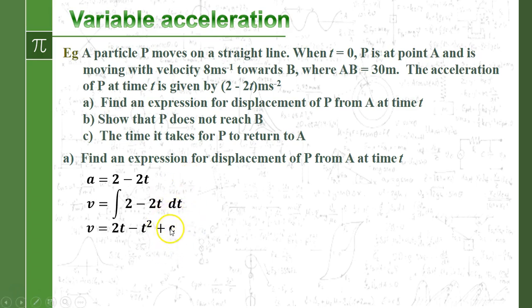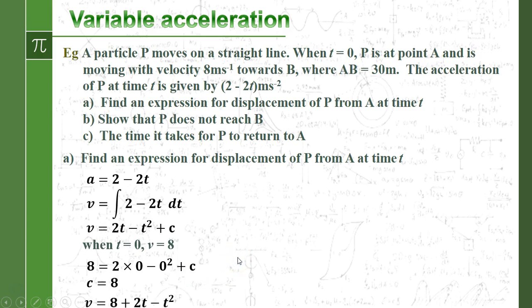There's the plus c. So now we've got to look back and have a look at the information we've got about velocity in the question, which is there. When t equals 0, velocity is 8. So we're going to put that in here. When t equals 0, v equals 8, plug it all in, and what do you know? We've got a value of c, which is 8. So therefore my expression for the velocity is that one there, v equals 8 plus 2t minus t squared.